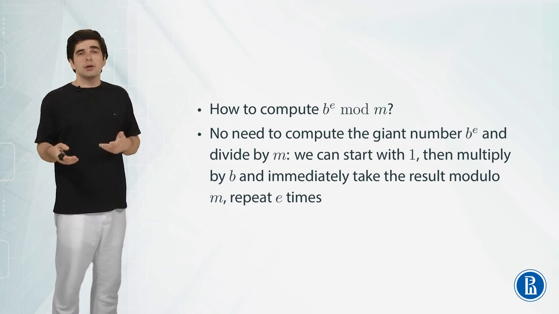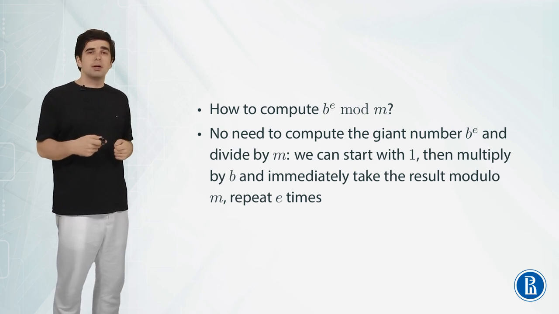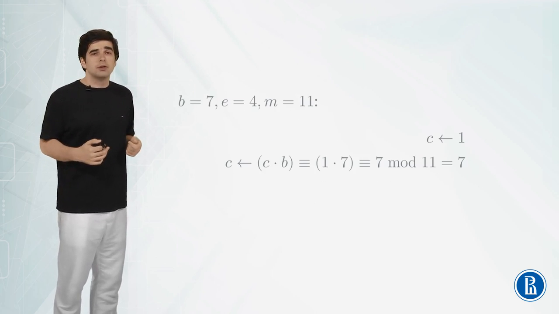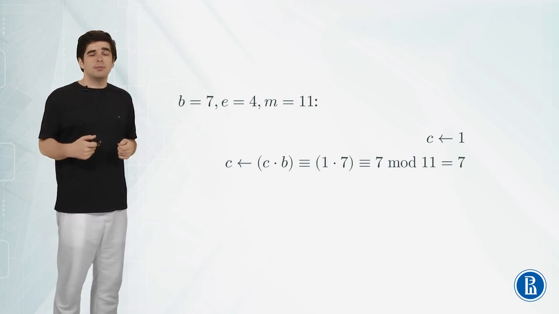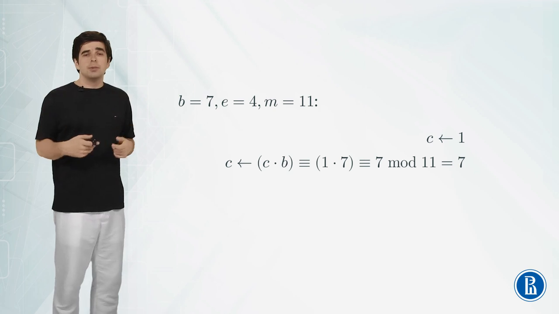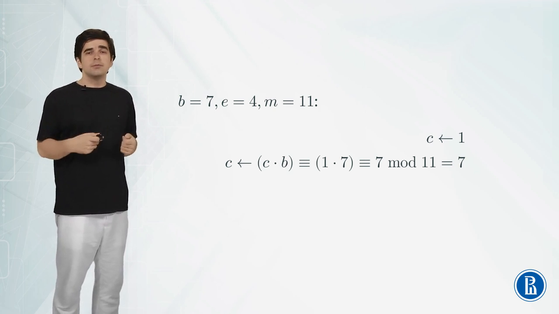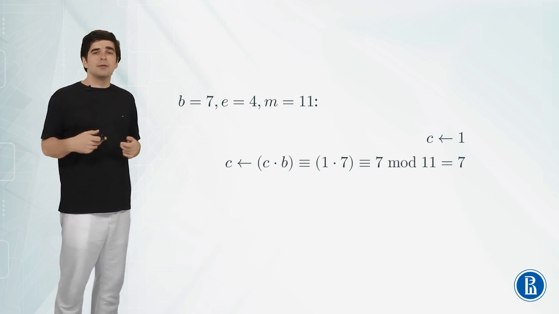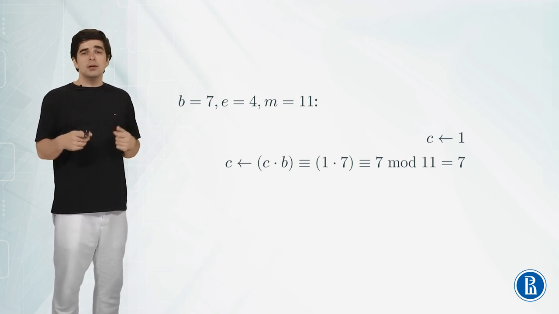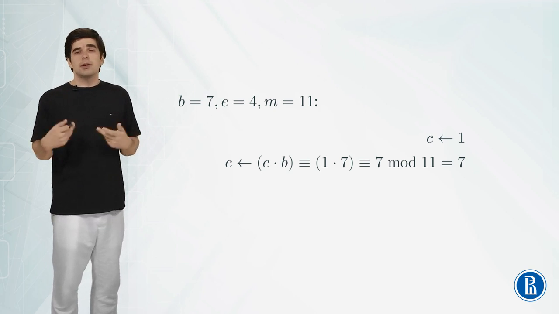Basically, the remainder of product is equal to the product of remainders, and this is the main property we are using here. So, for example, if b is equal to 7, e is equal to 4, m is equal to 11, basically we need to compute b to the power of 4 modulo 11, and we start with assigning value of 1 to c, and then we want to 4 times multiply this c by 7 and take modulo 11.